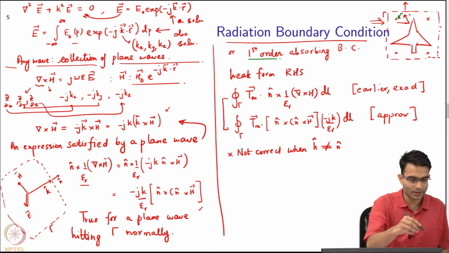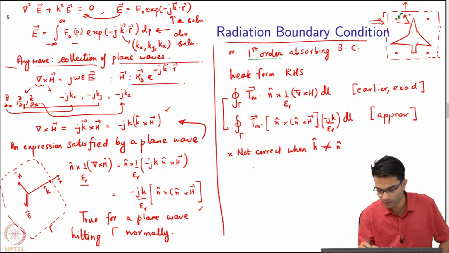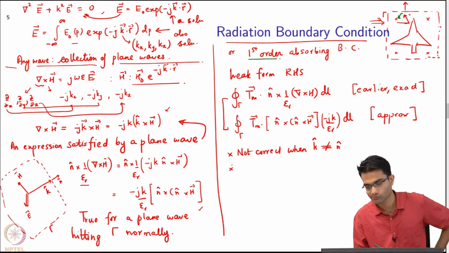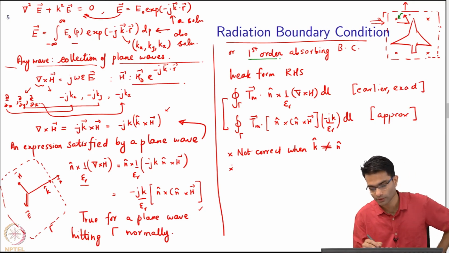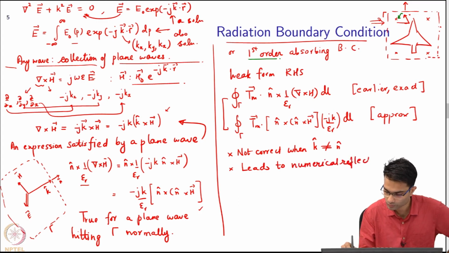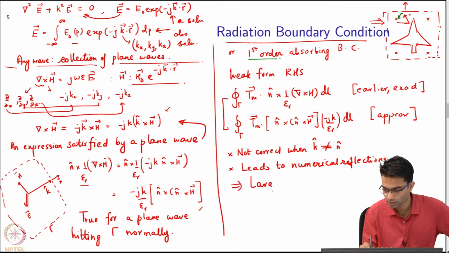So it is not correct when this n hat is not equal to k. What else is not correct about it? Well, this is the main thing. So this leads to numerical reflection. Therefore, a larger computational domain is needed.